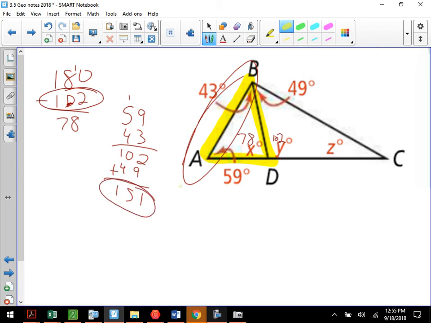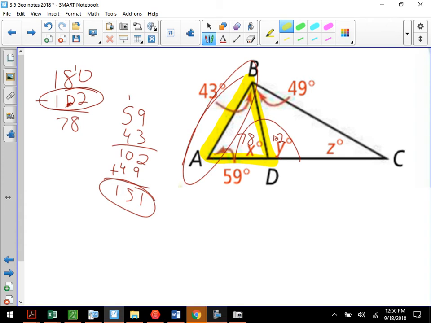That gives you 151. How much is left then for C? Yes, sir. So the reason why it's 120 is because of the exterior of that triangle. It's not 120, 102. Oh, yeah. It is, but also remember, if you get 78 here for X, 78 plus what creates a line?